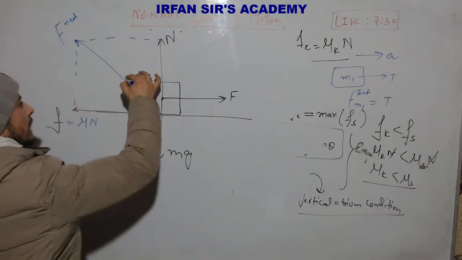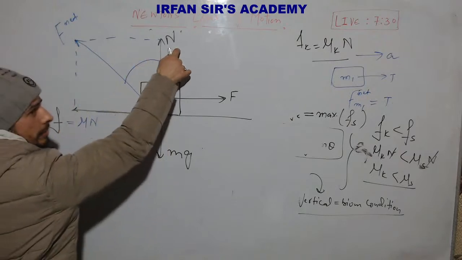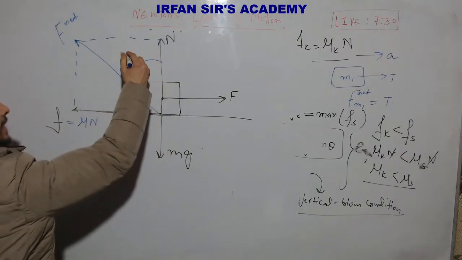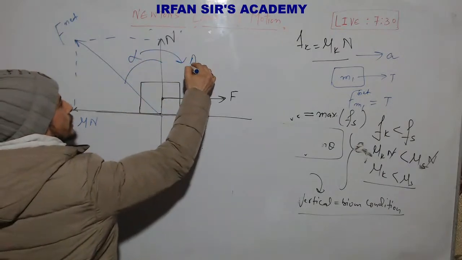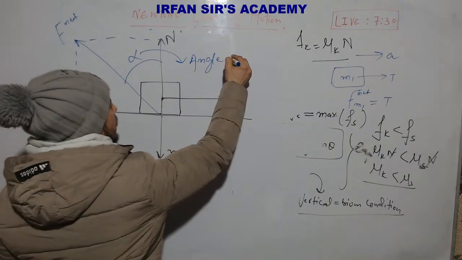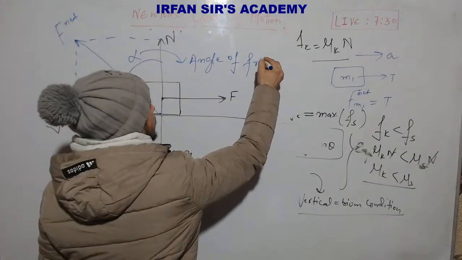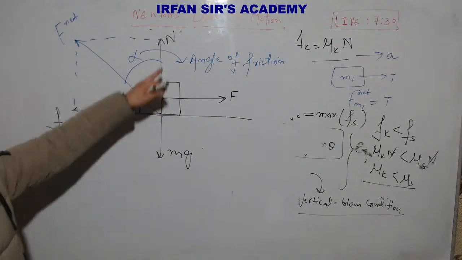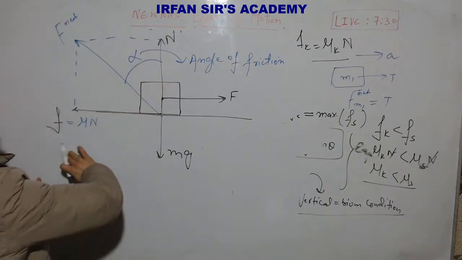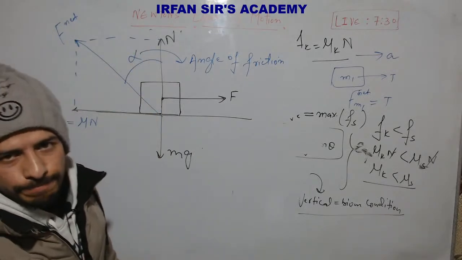The angle made by the resultant of frictional force and normal reaction with the normal reaction, or with the vertical, is called the angle of friction. That is denoted by alpha. Angle of friction. So what is the angle of friction? It is the angle made by the normal reaction with the resultant of frictional force and normal reaction.